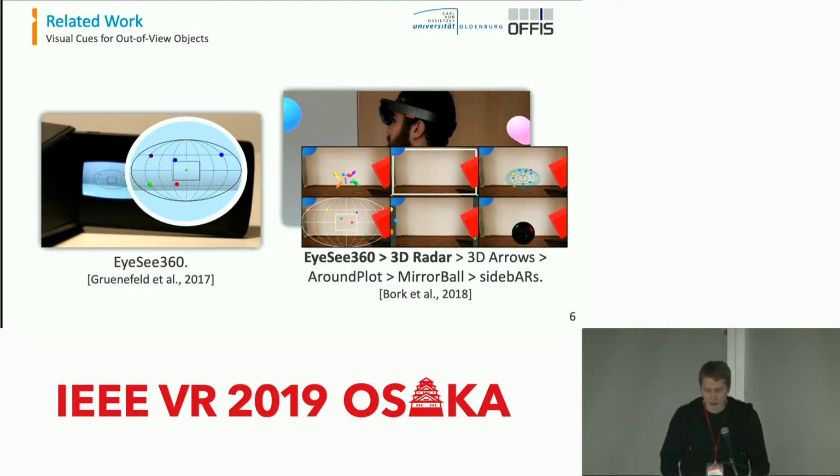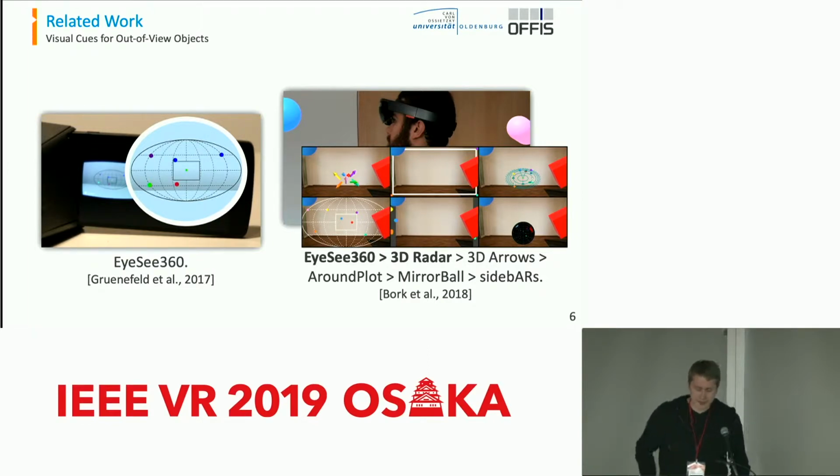In previous work, we already introduced a visualization technique called IC360, which allows us to understand in which direction and which distance multiple out-of-view objects are. Here, the objects are shown on a 2D radar in front of the user. The direction to the object is encoded with the 2D position on that radar, and the distance to the object is encoded with color from red to blue. So red means an object is really close, and blue means an object is farther away.